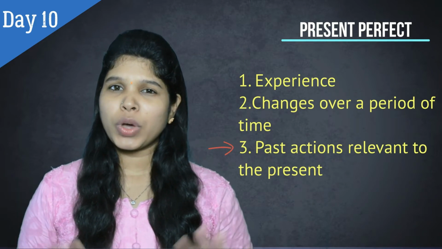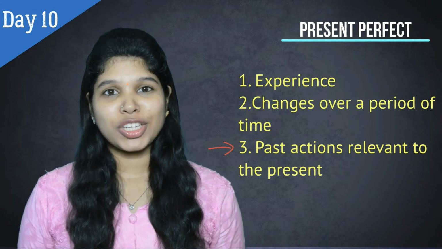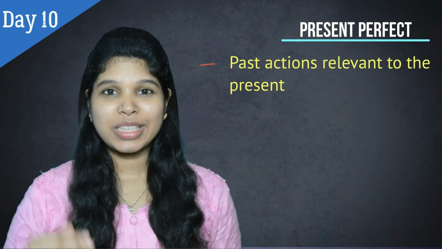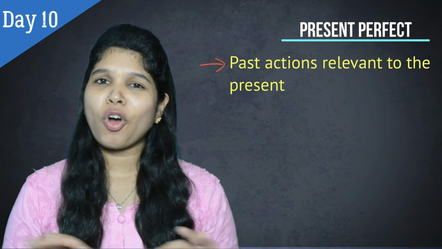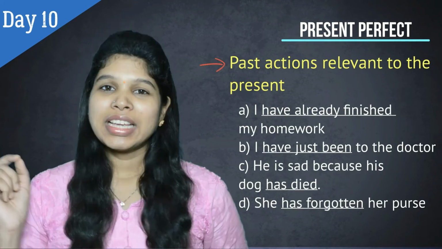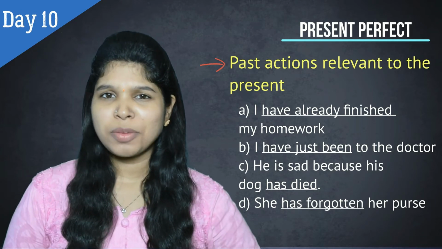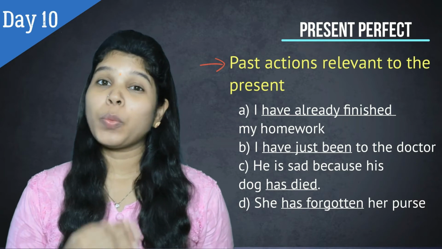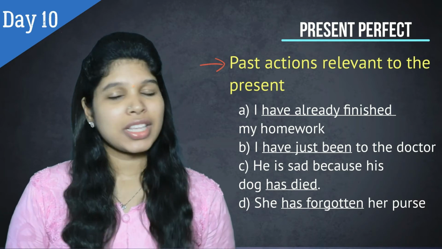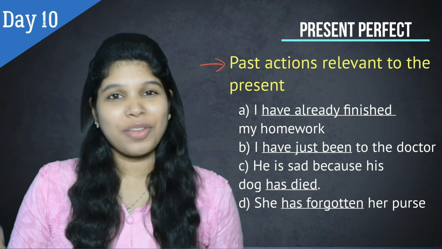In this case, the work has already been done, but its impact still continues in the present. Let's see some of the examples. I have already finished my homework. I have just been to the doctor. He is sad because his dog has died. She has forgotten her purse. Now, exactly when in the past she forgot her purse is not important. What is important is that she doesn't have it right now.